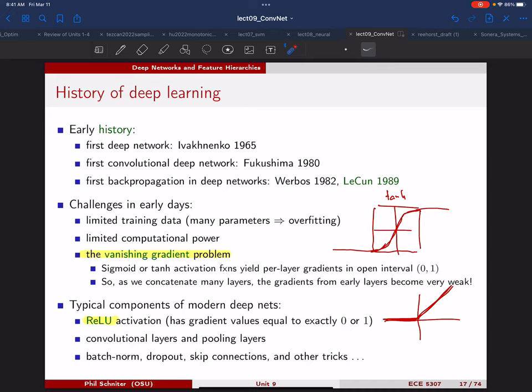So this was one of the breakthroughs that was made roughly 10 years ago: use these ReLUs, get rid of the sigmoids, and that helped incredibly. And then there were other things we'll talk about: pooling layers, batch norm, dropout, skipping connections. There are all these tricks that have been developed that get around these issues.